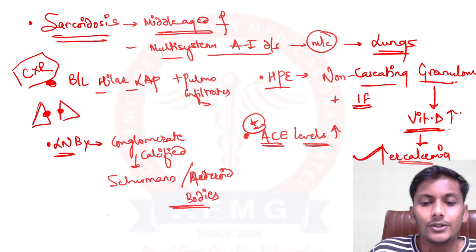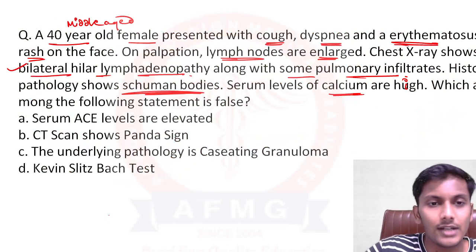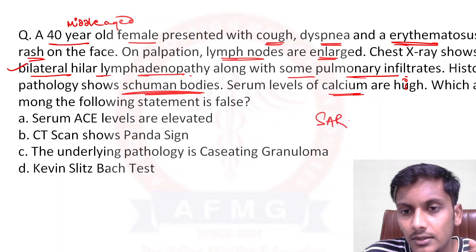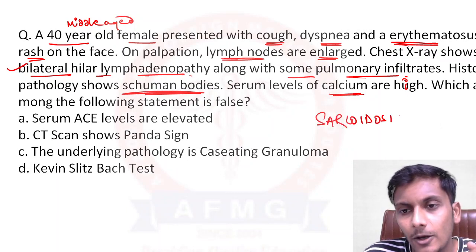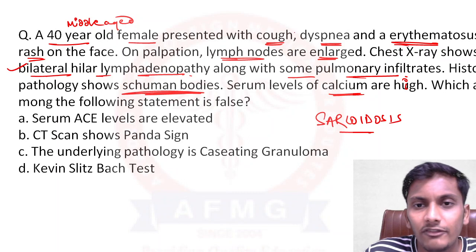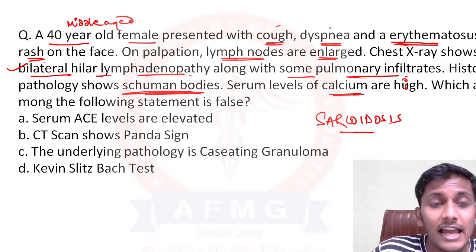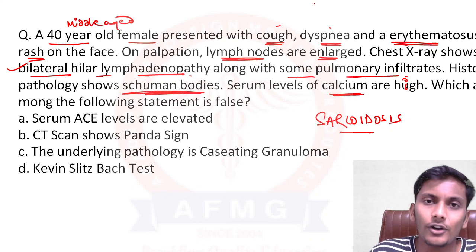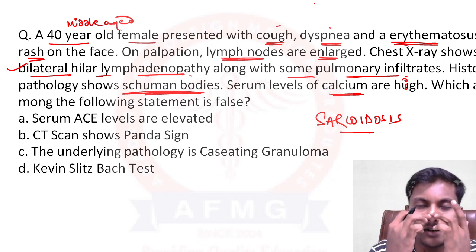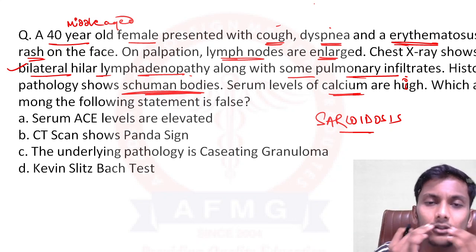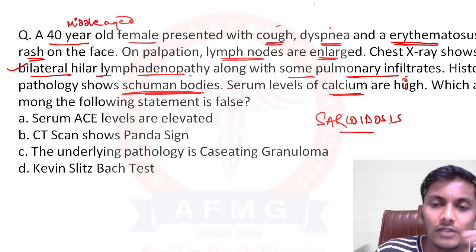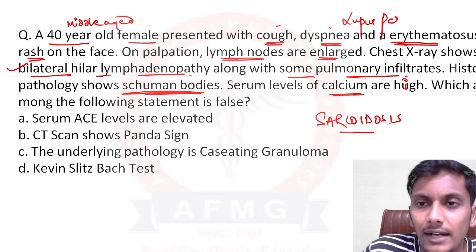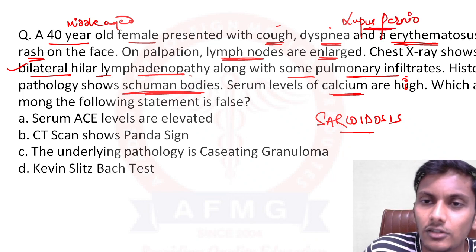Okay, so let's go back to the question now. This is a case of sarcoidosis. All features are there. A middle-aged female is affected, cough and dyspnea are there, and an erythematous rash on the face. What is this rash? Please remember, in sarcoidosis there is an erythematous reddish rash on the face which also involves the nasolabial folds, and that rash is known as lupus pernio, which is seen in sarcoidosis.